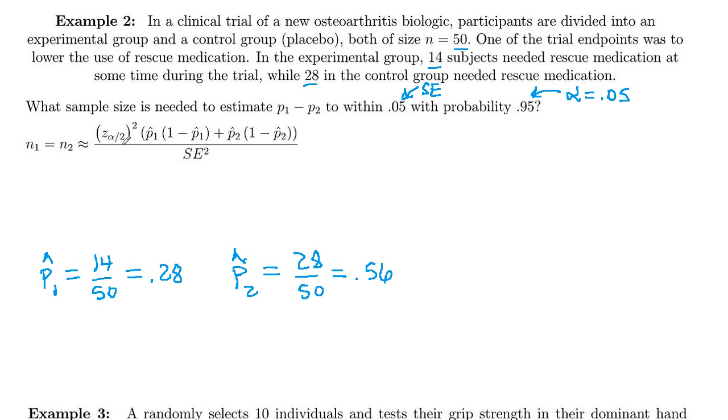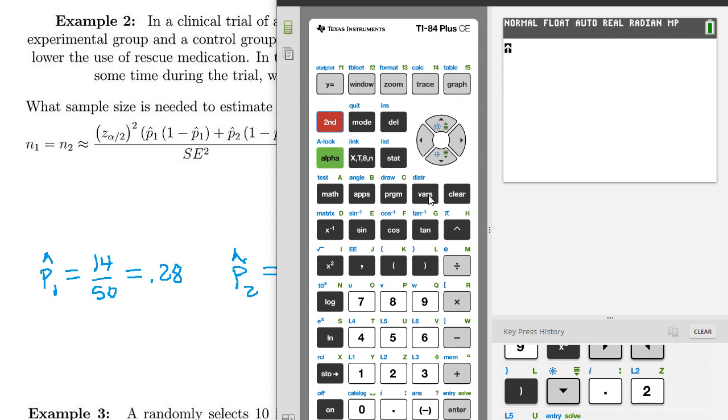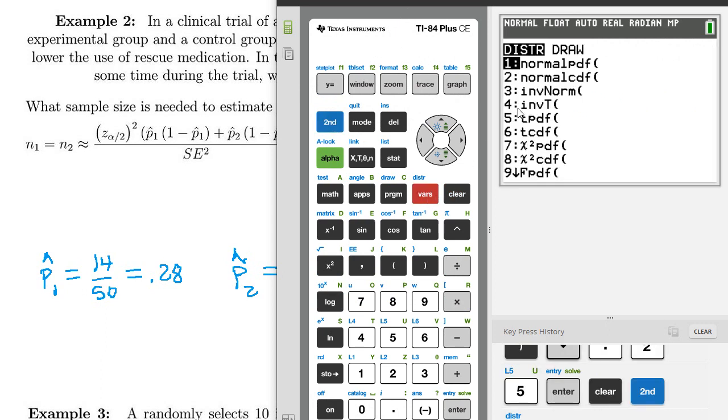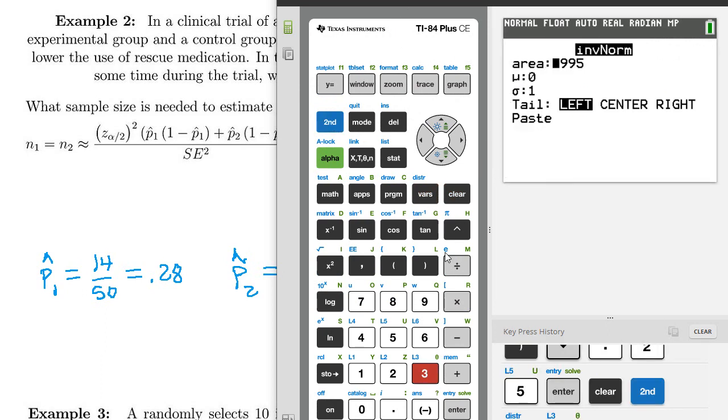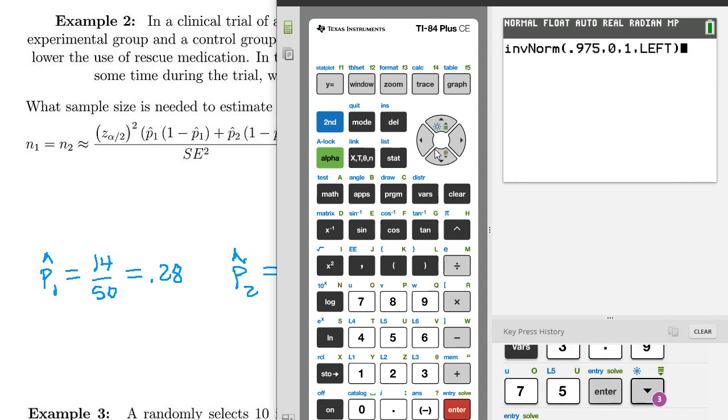And then our z-value here, we need z of alpha divided by 2, so 0.025. Let's go ahead and find that first. So we're going to go to the distribution menu. We want inverse norm, 3. Our left area will be 0.975 because 0.025 is to the right. So 1.96.